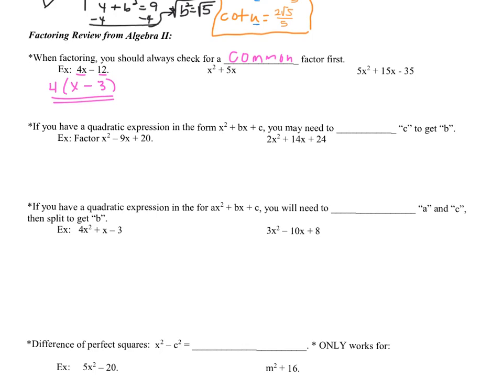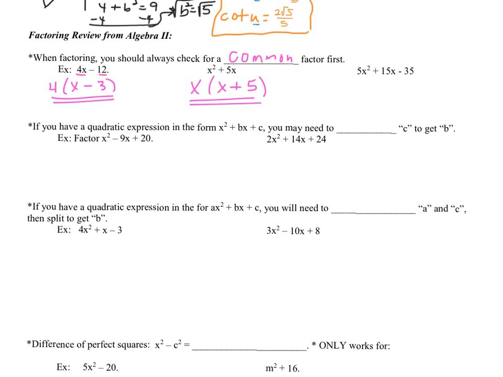In the second one, x squared plus 5x, this time each term has an x in common. That means we can take that out as the common factor. If we take x out of x squared, we just have x left over. And if we take x out of 5x, we have 5 left over. And there's another example of a common factor. Now watch this last one.